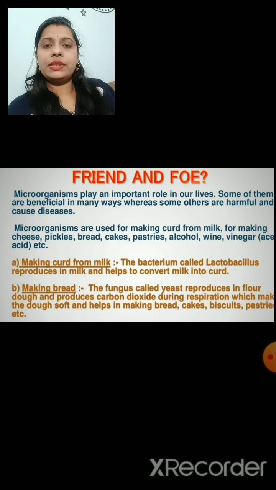Now let us discuss why microorganisms are called friends, and on the other hand, why they are called foes. Microorganisms play a very important role in our day-to-day life.